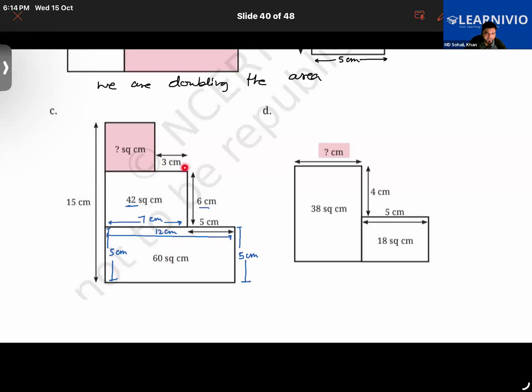And here, this side is given as 6 centimeter, meaning that this is also the same as 6 centimeter. So if this is 5 and that is 6, what about this side? It is 5 plus 6, that is 11.